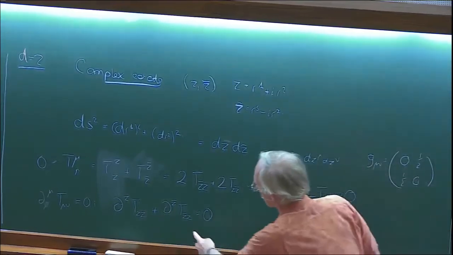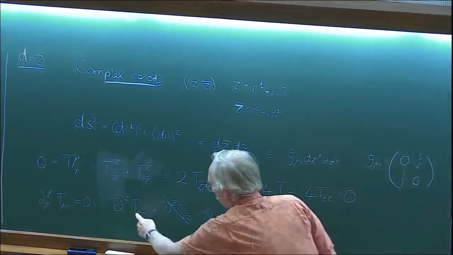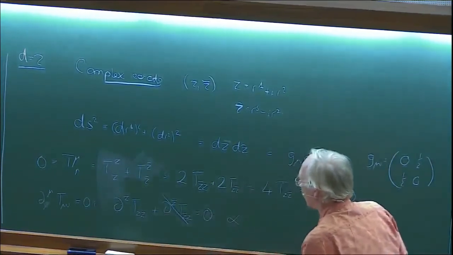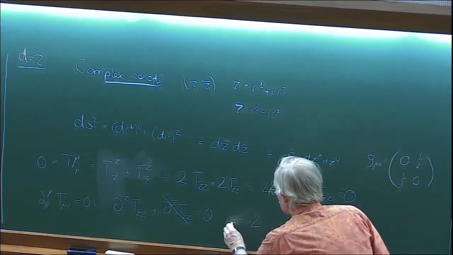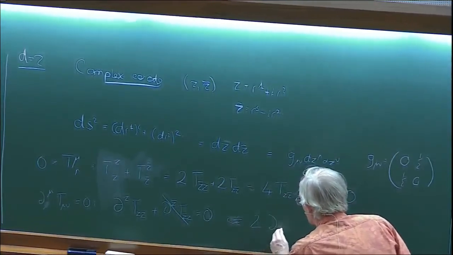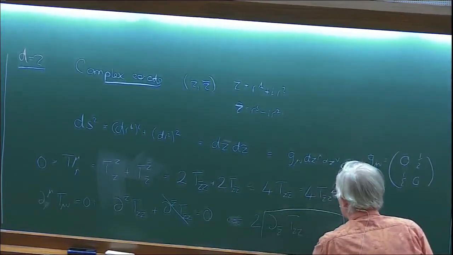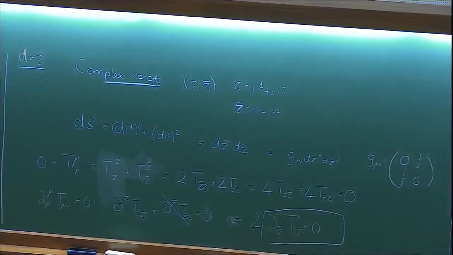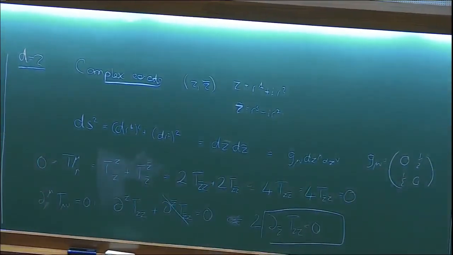But we said this thing is 0, so this is 0, and now this thing is proportional to, if I lower the index here, this is actually equal to 2 times dz bar of tzz. So what we see is that the derivative with respect to z bar of tzz is actually 0. What does that mean?